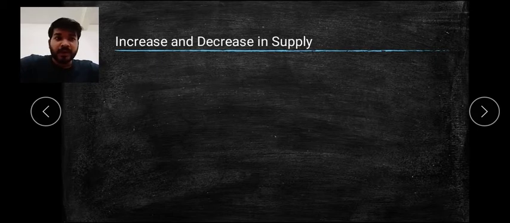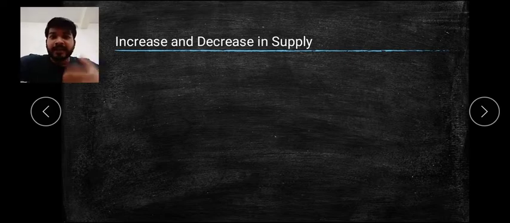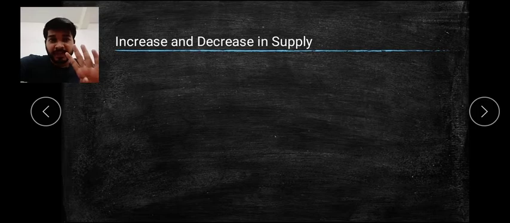Now here you find increase and decrease in supply. The main factors, other than price, are four things. First, level of technology. Second is factor of production, or we can say cost of production. If there is a change in cost of production, that affects supply.